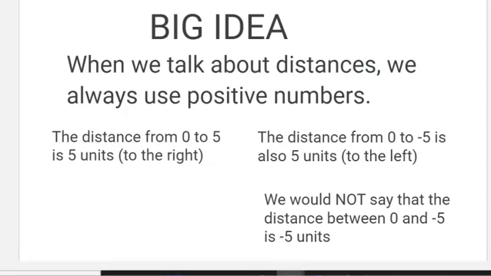I won't yell it at you because I know you have headphones on, and that would just be cruel. But that's a big idea for today. When we talk about distances, we always use positive numbers. The distance from 0 to 5 is 5 units. The distance from 0 to -5 is also 5 units. We always talk about distances as being positive. Think about it, to the right or to the left, that does matter for the number, but it doesn't matter for the distance. We wouldn't say the distance between 0 and -5 is -5 units. We just wouldn't say that.